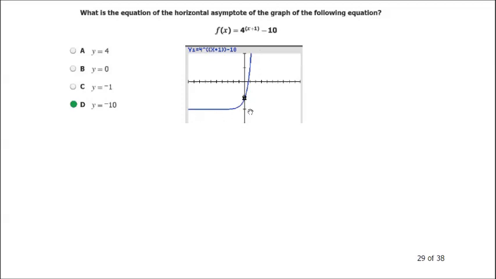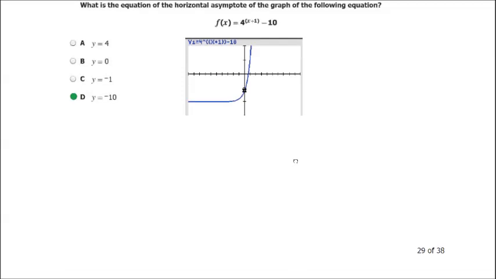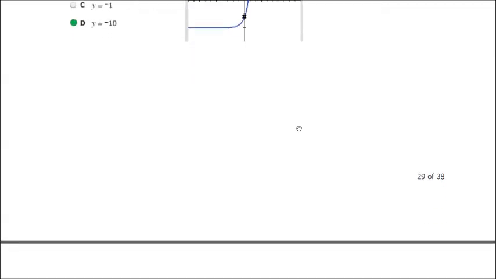We should see y equals negative 10 right here. That's the only one that would make sense. Y equals 4 is up here, positive 4. Y equals 0 would be here. Y equals negative 1. Y equals negative 10. That's the only one that makes sense. Plus, that's right there. The negative 10, that's going to be your horizontal asymptote. Okay? Easy peasy.